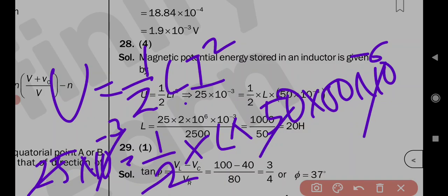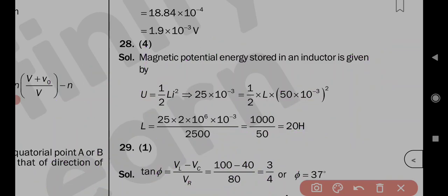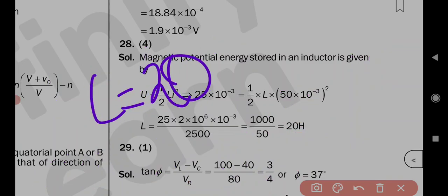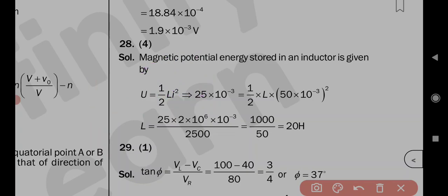What are we left with? 1000 by 50, isn't it? So it will be 20. So L is equal to 20. Simple calculation, you need to remember the formula. U is equal to half L i square. Let's move to the next question.